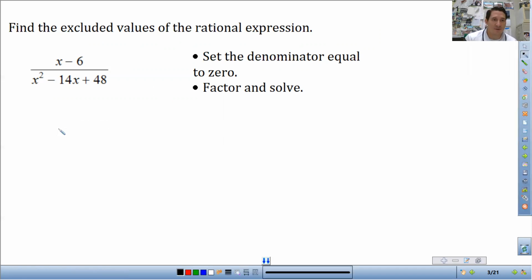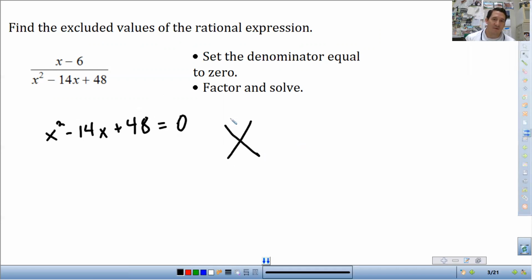Set the denominator equal to 0. So the denominator is the bottom of the fraction. So x squared minus 14x plus 48 is equal to 0. And then we factor and solve. For this one, 48 on top, negative 14 on bottom. Factors of 48 that add to negative 14, that's going to be negative 6 and negative 8. So the factors are x minus 6 and x minus 8.